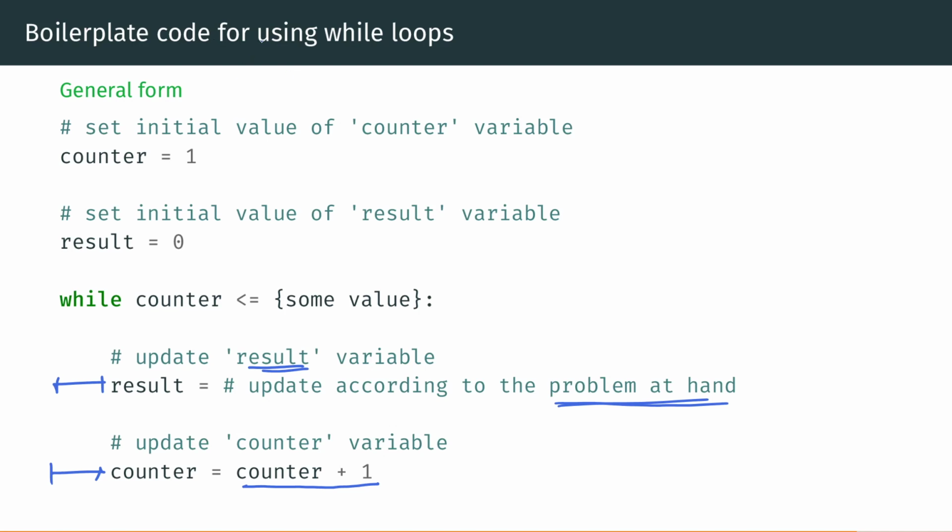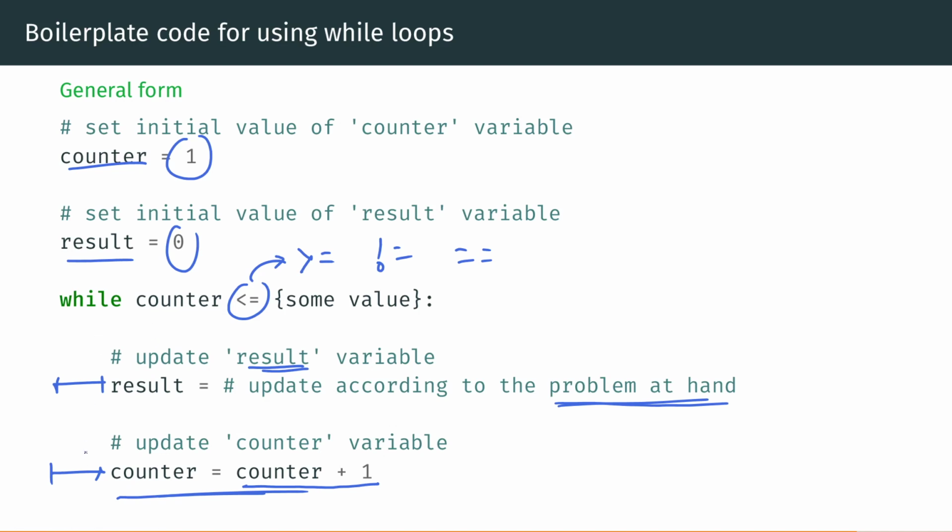So this is the boilerplate code for using while loops. Any problem that has while loops takes a similar structure. You have a counter variable, you have a result variable, both of them have some initial values which will depend upon what your problem is. Then you'll have this counter less than or equal to some value. It could also be greater than or equal to some value, or not equal to some value, or even equal to some value. Again, it depends on how you set your counter and how you update the counter.